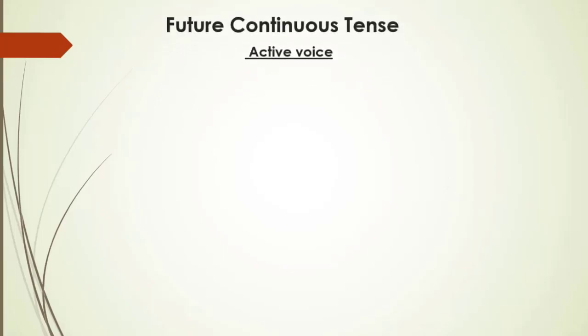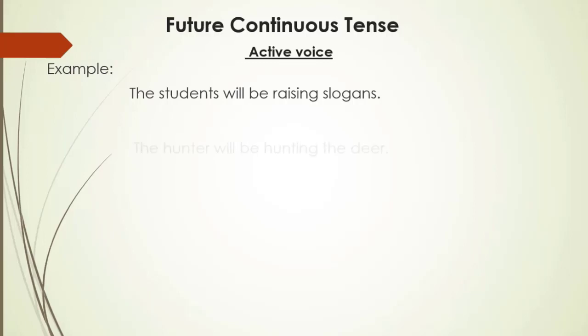Now see future continuous tense, active voice. Let's see its example. The students will be raising slogans. Here, to indicate future, we have used will plus be plus first form plus ing to show that it is a sentence of future continuous tense.